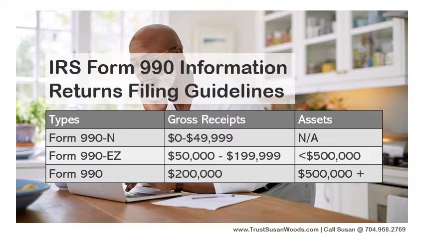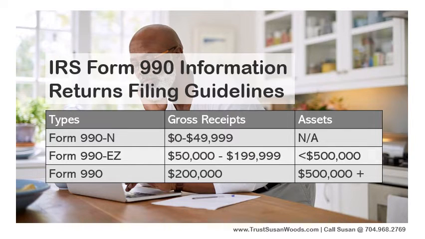You can use the Form 990N or e-postcard if your gross receipts are $0 to $49,999. And it doesn't matter about the assets because if you have gross receipts in that amount, you probably won't have enough assets to list here or to consider. The Form 990EZ. Now you will use the Form 990EZ if your gross receipts are between $50,000 and $199,999 and your assets are less than $500,000.